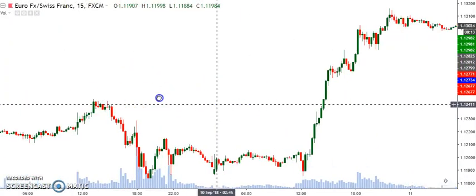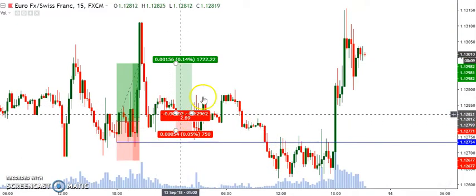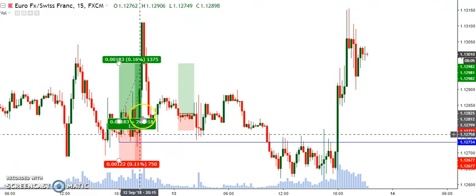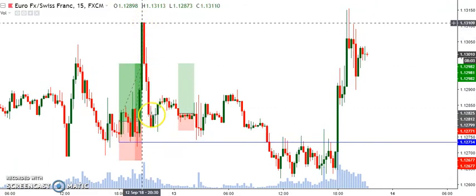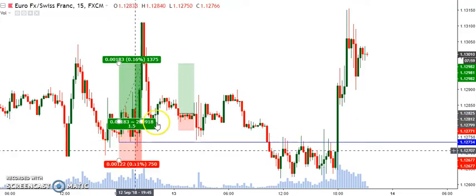Hi all, this is a very quick review of my Euro Swiss franc buy trade, the second buy trade I did yesterday. So the setup was mostly based on very strong buyers up, very strong sells down, but they could not really break the support over here by these buyers.